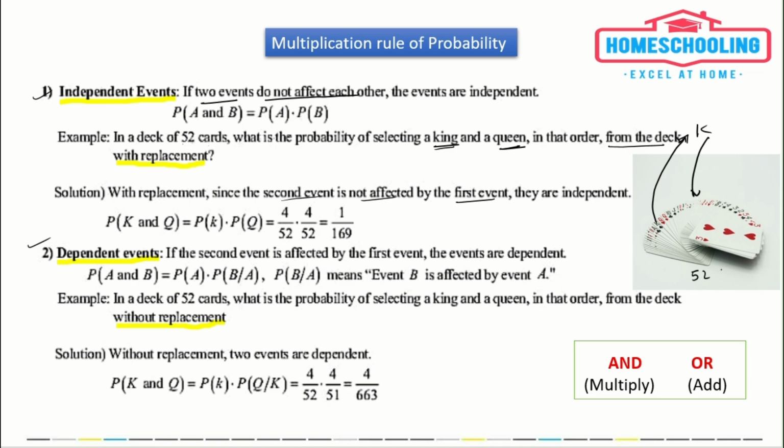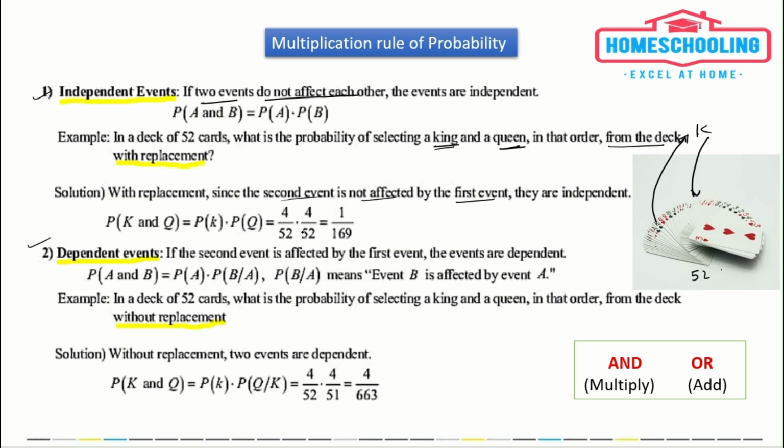In a deck of 52 cards, what is the probability of selecting a king and a queen in that order? So first we are selecting a king in that order from the deck with replacement. So with replacement, first we will find the probability of finding a king. The total number of cards is 52, and we have 4 kings in a deck of cards. So 4 over 52. So we have taken this card out. Now in the question it is given with replacement. So now we will put that card back again in the deck.